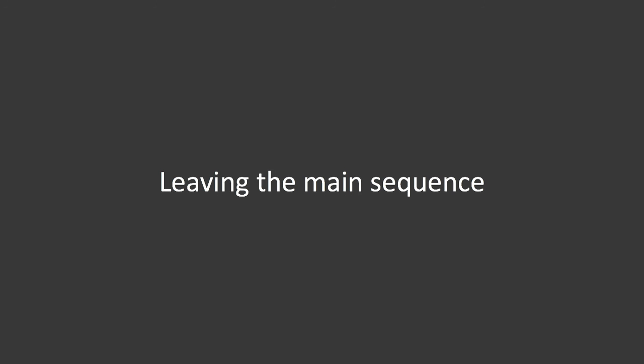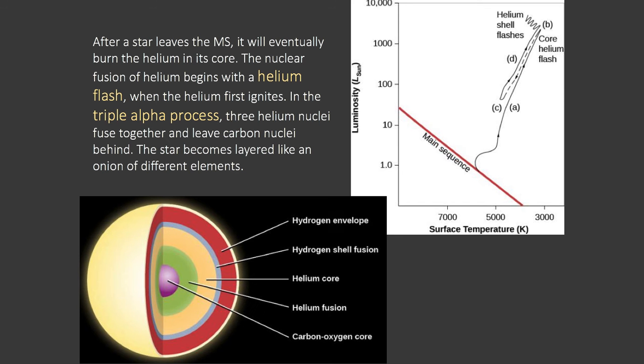Next, we discuss what happens when a star leaves the main sequence. So, if you recall, a star is on the main sequence as long as it's burning hydrogen in its core. So it leaves the main sequence when it stops burning hydrogen in its core because it's run out. It's exhausted all of that supply.